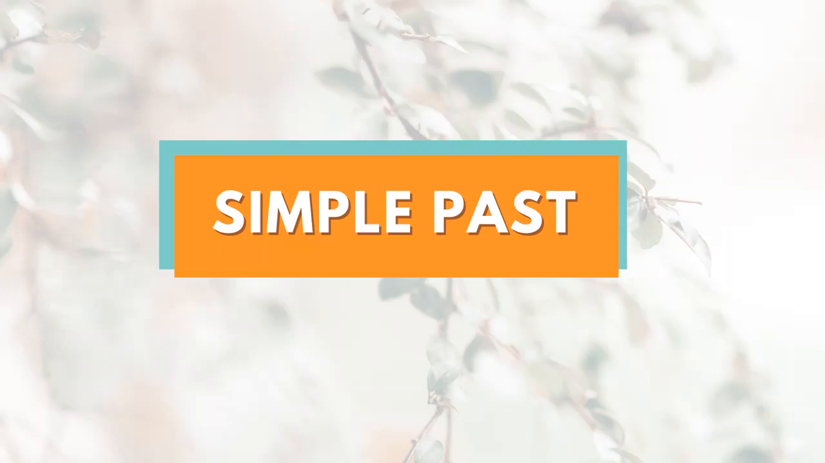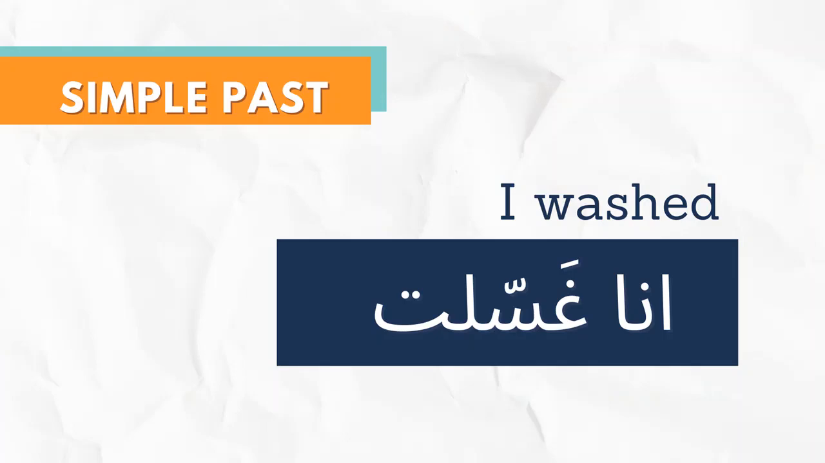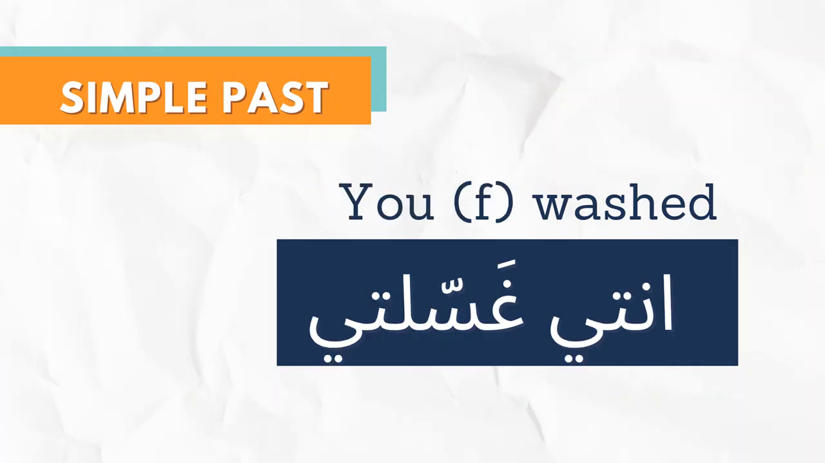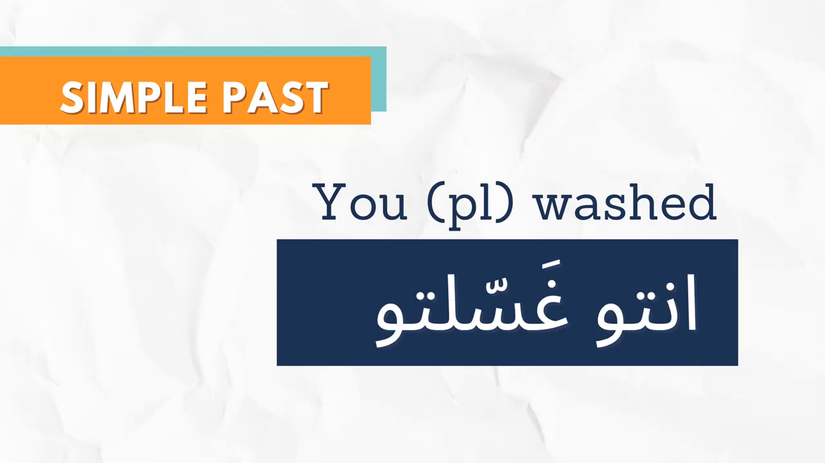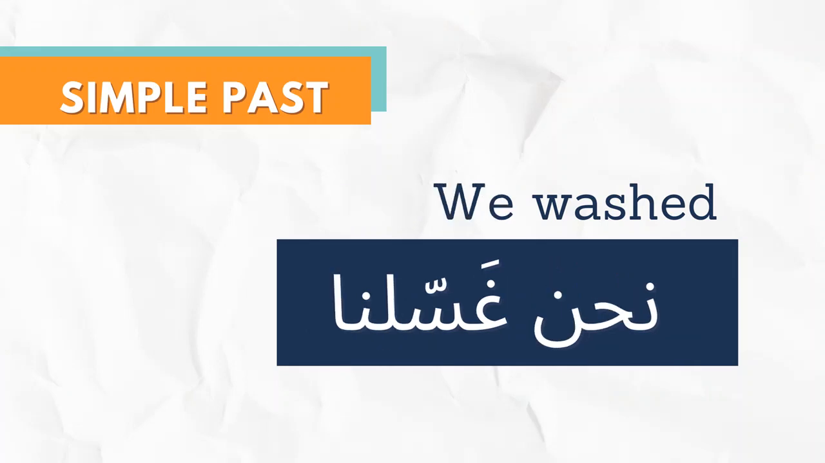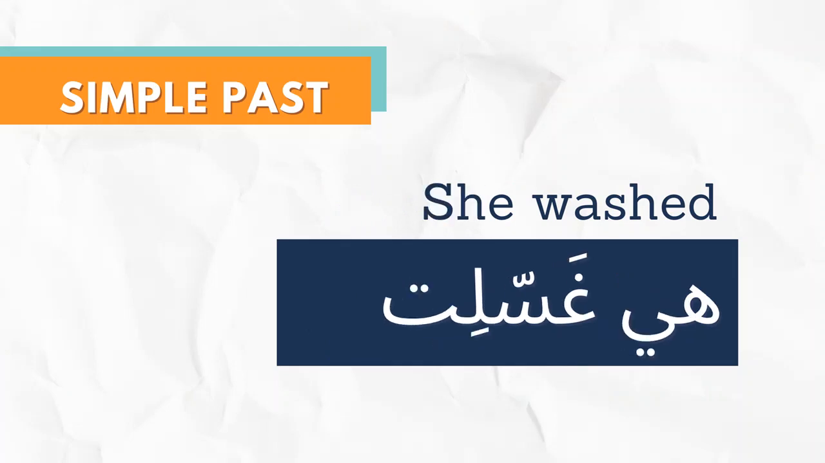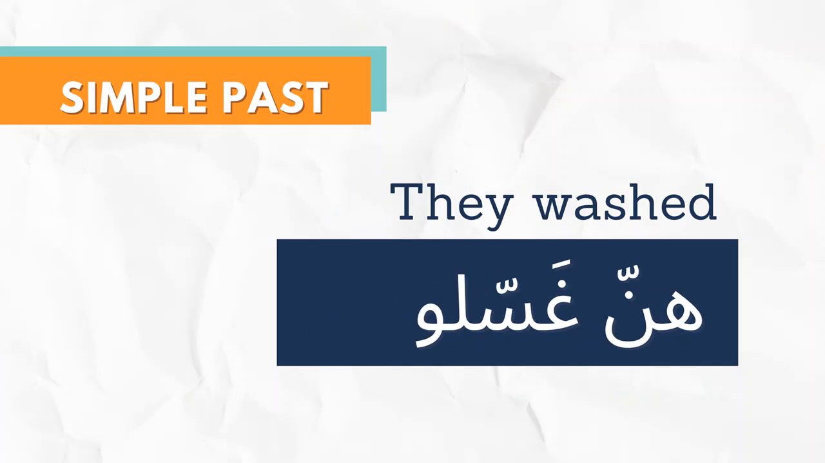Let's see how we conjugate the verb in the simple past. أنا غسلت. أنت غسلت. أنتي غسلتي. أنتو غسلتوا. نحن غسلنا. هو غسل. هي غسلت. هنن غسلوا.